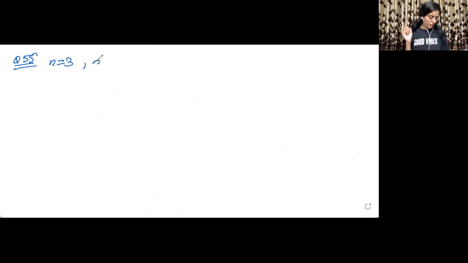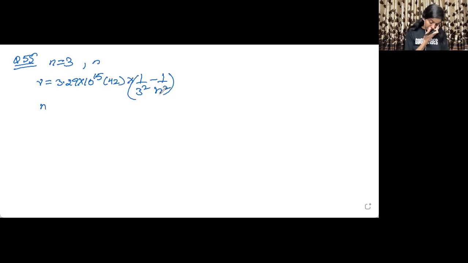It starts from any nth orbit, and can be represented by nu = 3.29 × 10^15 Hz multiplied by (1/3² minus 1/n²). So this is how we can represent the frequency. We need to find n if the value of lambda has been given as 1285 nanometer. We can find nu from that, put the value of nu here, and get the value of n.